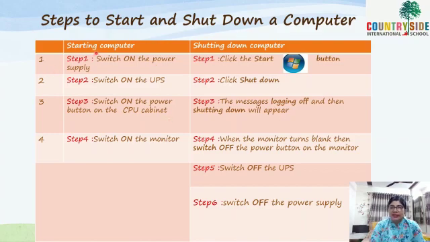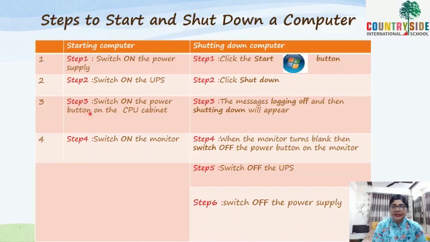So we'll first learn how to start a computer. Step 1 is switch on the power supply because it runs on electricity, so it needs power. Then step 2 is switch on the UPS. UPS is uninterrupted power supply. This is connected so that even if the light goes for some hours, the computer can work.